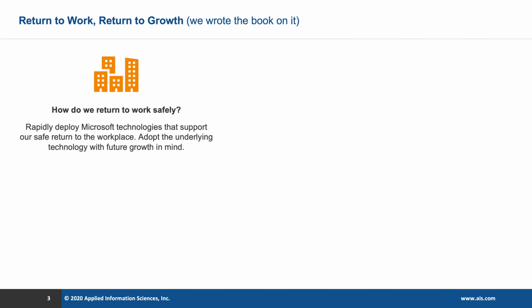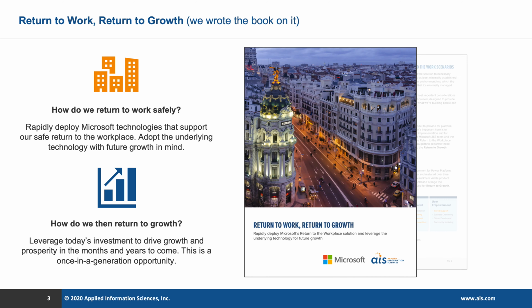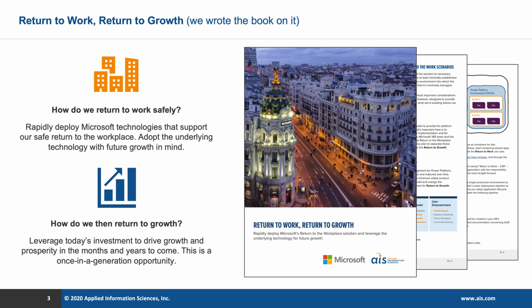Now, when we talk about return to work and return to growth, we're really asking ourselves two questions. First is, how can we return to work safely? And the second is, how do we then return to growth by using our return to work investment? And I mentioned that white paper. Go grab it. It's really the strategy of how you can use the Power Platform technology and the Microsoft solution to co-invest in the answer to both of these questions. I hope you enjoy this white paper and I hope you get something out of it.